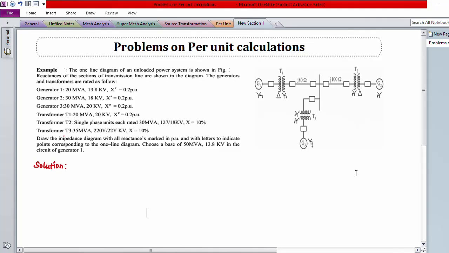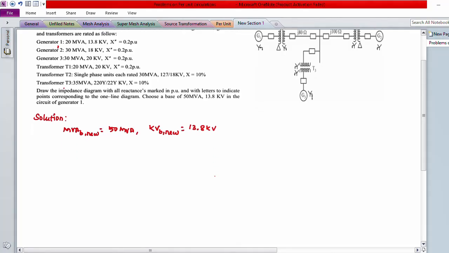So here they have given the base value, that is MVAB new equal to 50 MVA, kVB new equal to 13.8 kilovolt. Based on this, now we are going to calculate the reactance for the generator.